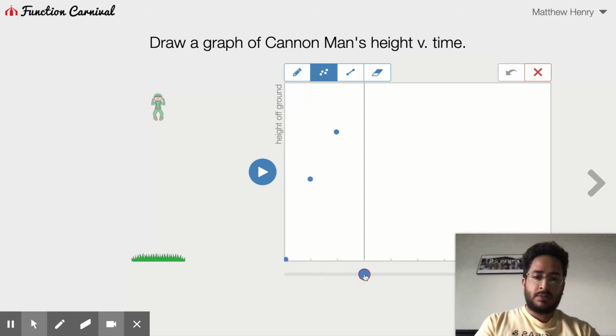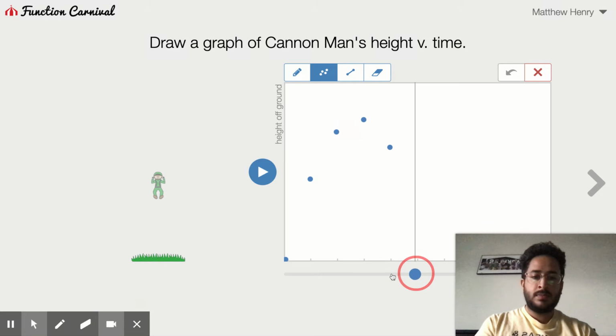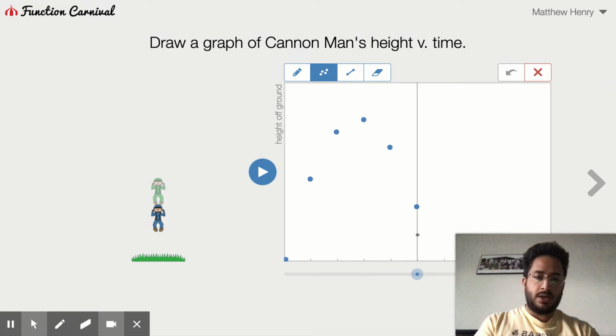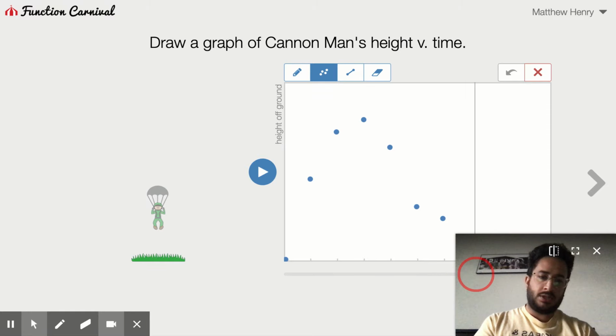The next point is a little higher. The next one is about here. And then this is about where he deploys the parachute. And then from there, it looks like he's got a pretty steady decline. So I'm just going to try and slide this a little further and put a point there.